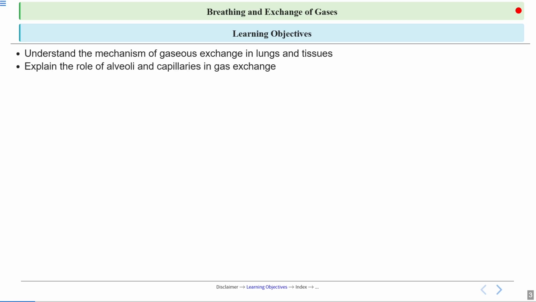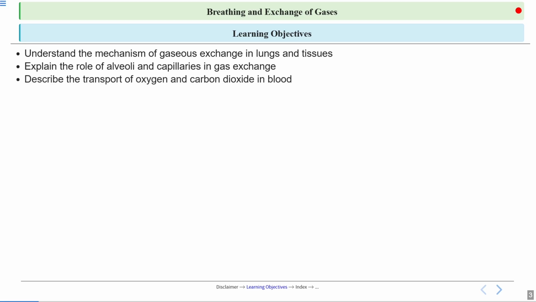Next, explain the role of alveoli and capillaries in gas exchange. There is a very important role of the alveoli, that is the unit of the lungs. Balloon-like structures having a very minute membrane, that is alveoli, and also there are capillaries. These two things are involved in the gaseous exchange, so their role we will understand in today's lecture.